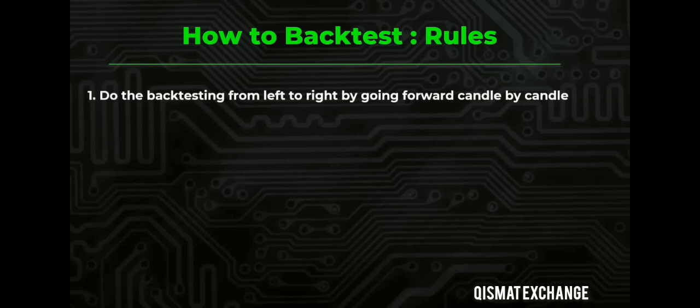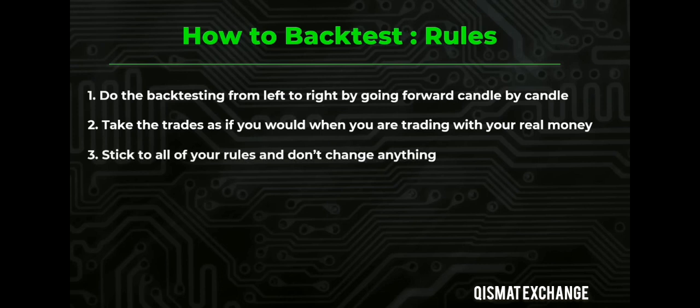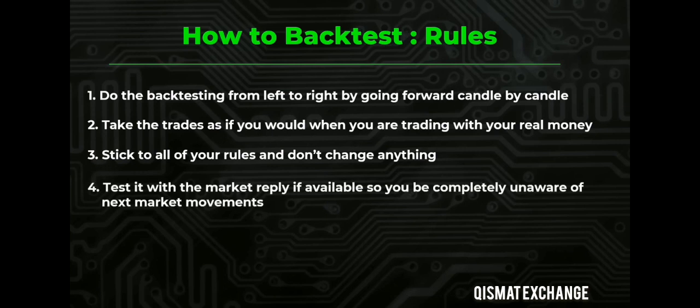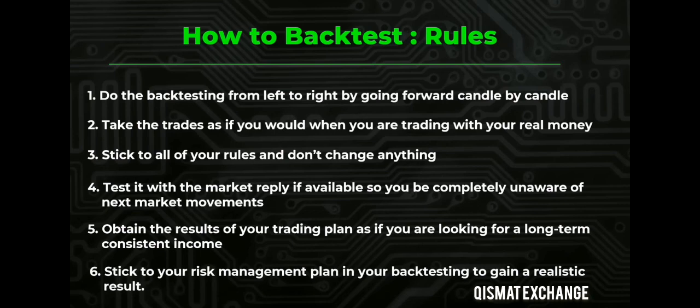1. Do backtesting from left to right by going forward candle by candle. 2. Take the trades as you would when you are trading with your real money. 3. Stick to all of your rules and don't change anything. 4. Test it with the market replay if available so you are completely unaware of the next market movements. 5. Obtain the results of your trading plan as if you are looking for a long-term consistent income. 6. Stick to your risk management plan in your backtesting to gain a realistic result.